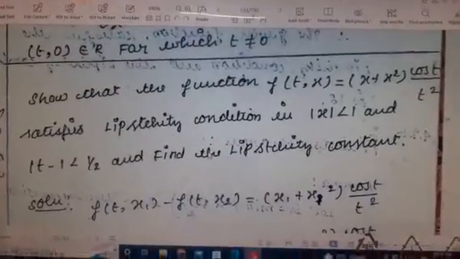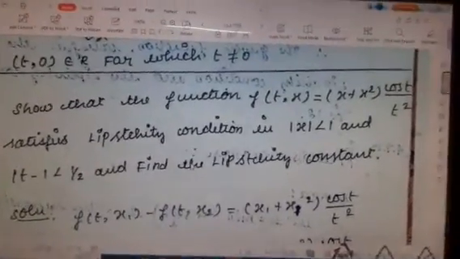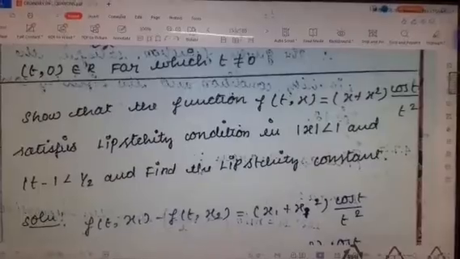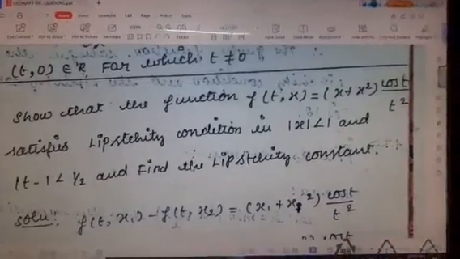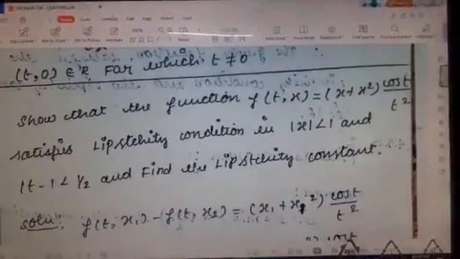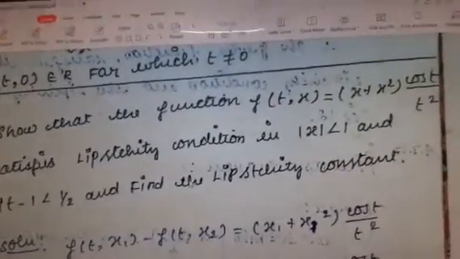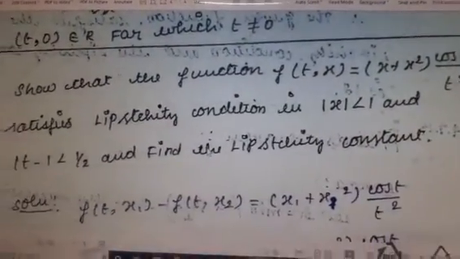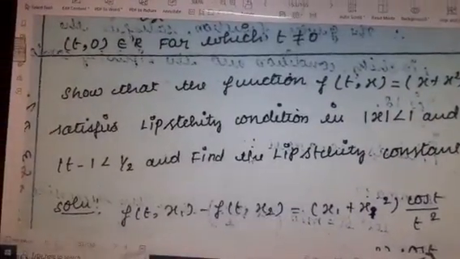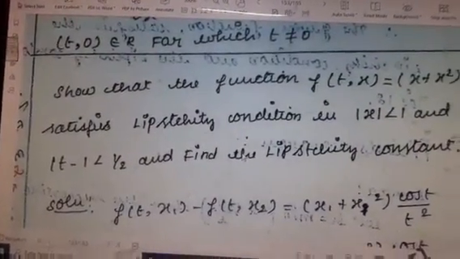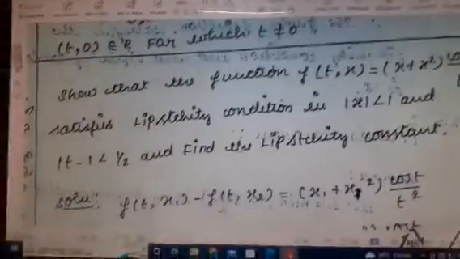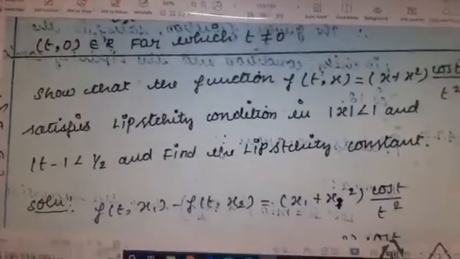Next problem. Show that the function f(t, x) equals (x + x squared) times cos t by t squared satisfies the Lipschitz condition in |x| less than 1 and |t - 1| less than 1 by 2, and find the Lipschitz constant. Now we are going to write the solution for this problem.